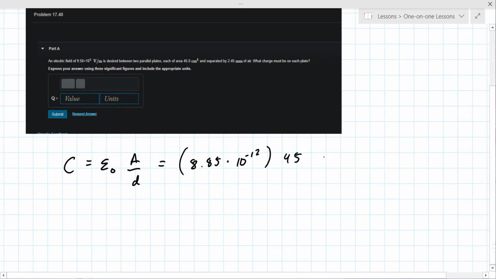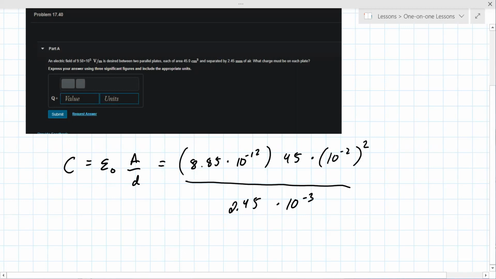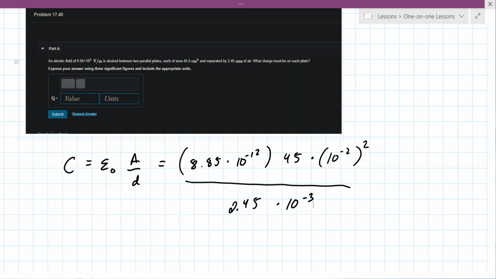And then you've got to convert that to meter squared. So it ends up being 10 to the minus 2 squared over 2.45 times 10 to the minus 3 to convert that one. So we're going to get some number for C. And then for Q, Q is equal to CV. So we've got one part. We're trying to find Q. Q is equal to C times V.